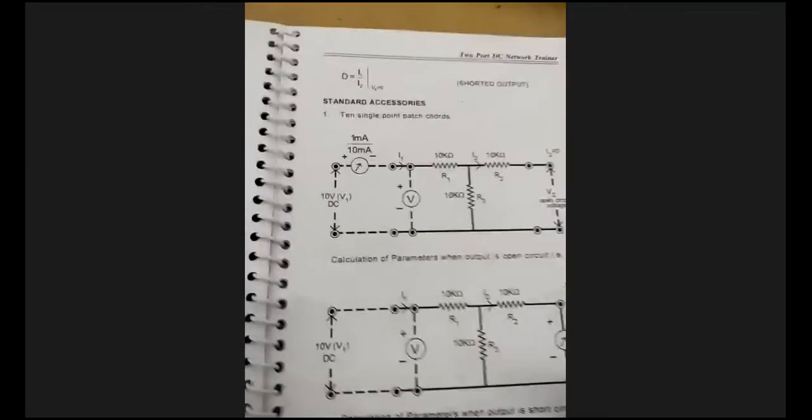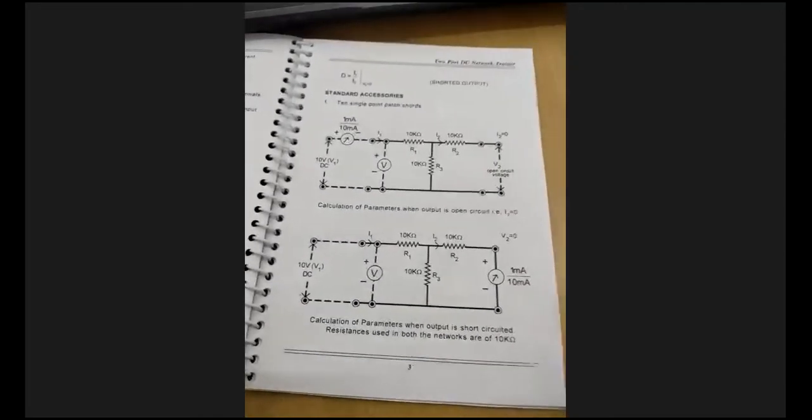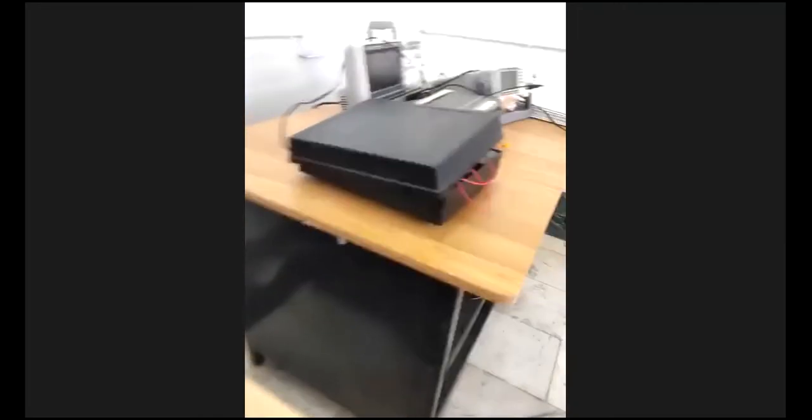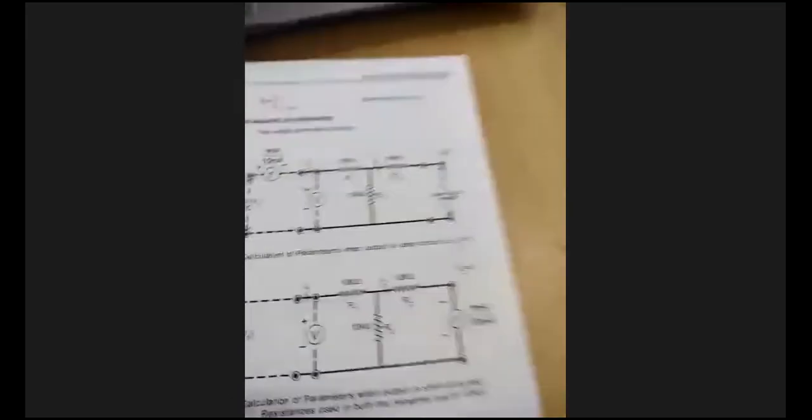Okay. I think the theory part is clear now. Now come to our experimental trainer. We will design these two circuits in our experimental trainer kit and put the values in the equations. Okay, so that we have a clear idea about this total experiment.